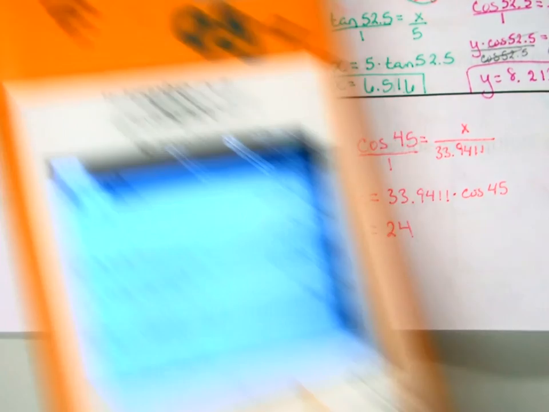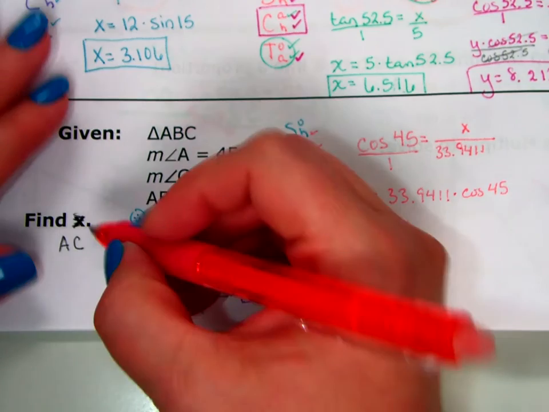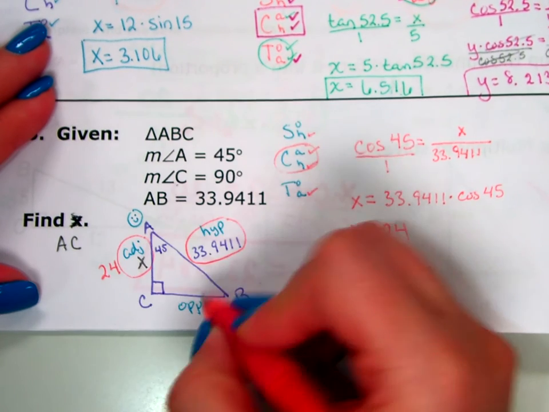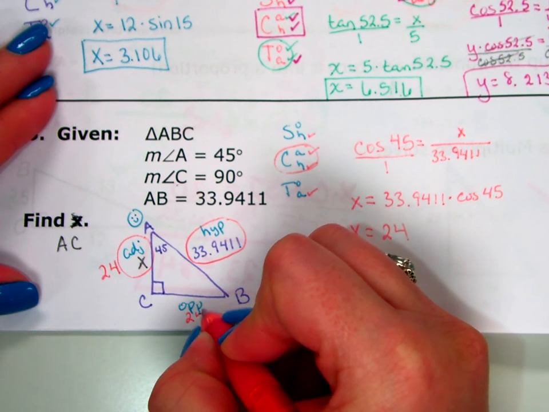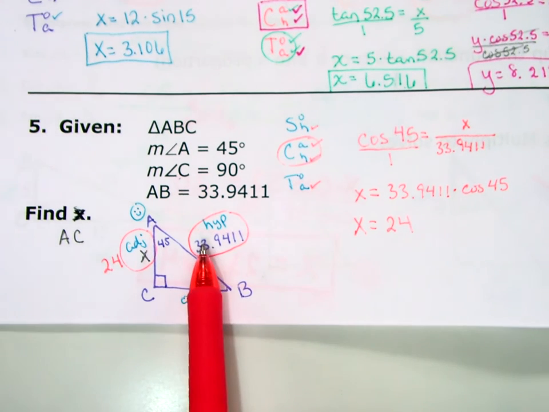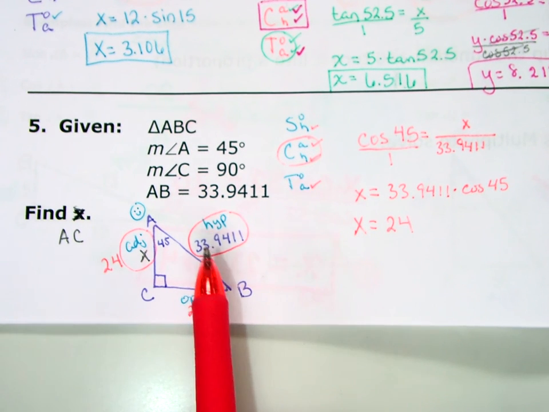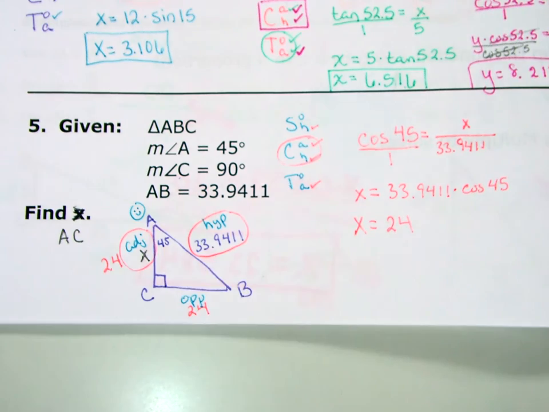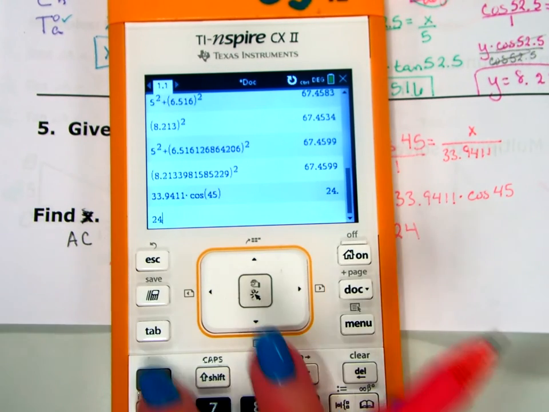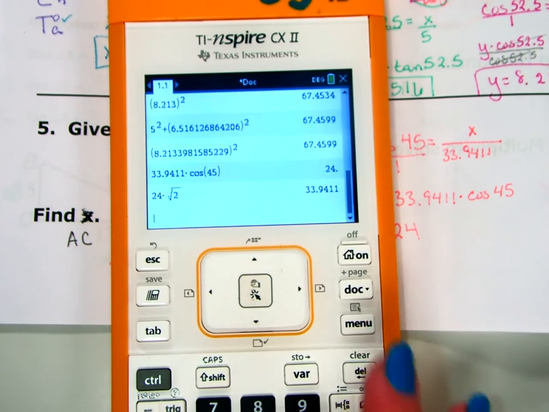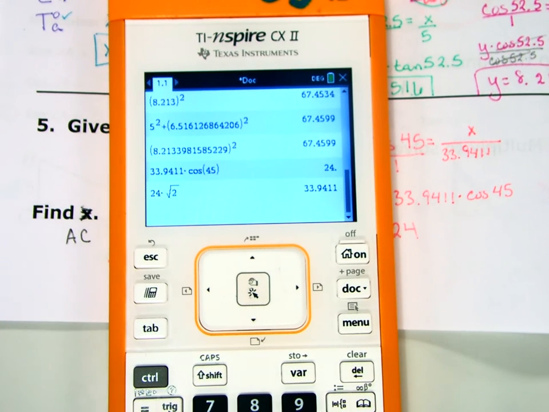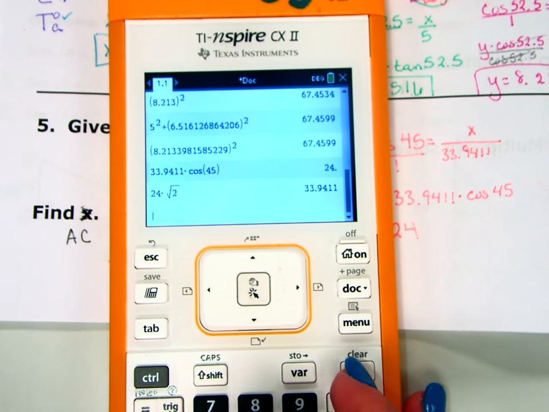If this is a 45, 45, 90 triangle, both legs should be the same, right? So if one's 24, then the other's also 24. And then my hypotenuse should be 24 square roots of what? 2. What is 24 square roots of 2? Oh, 33.9411. Isn't math great? How it always works. Lovely.